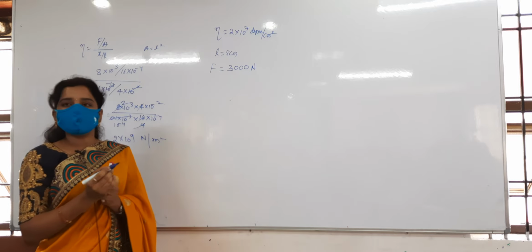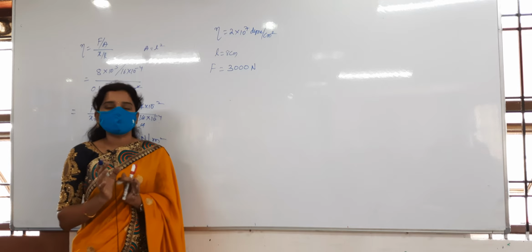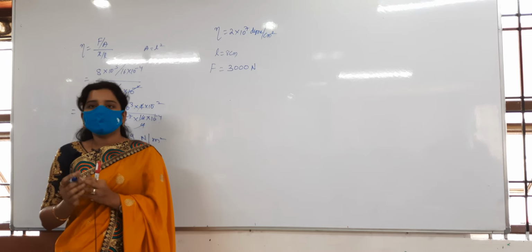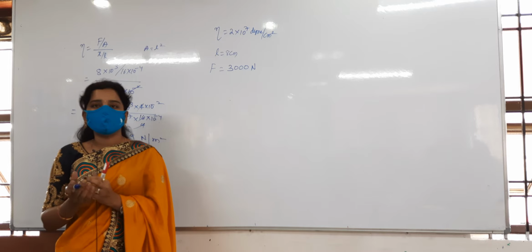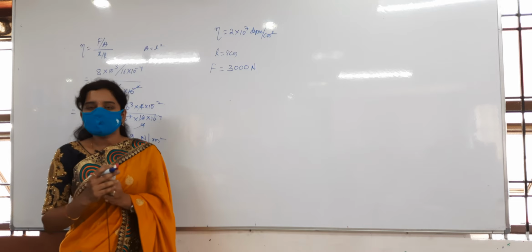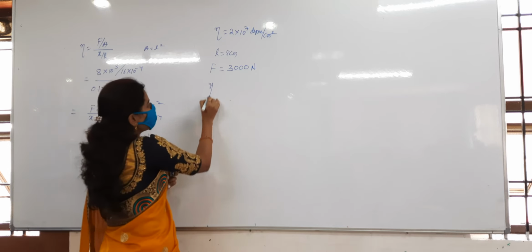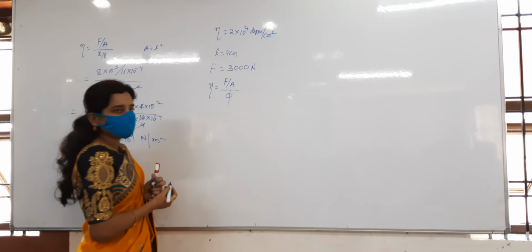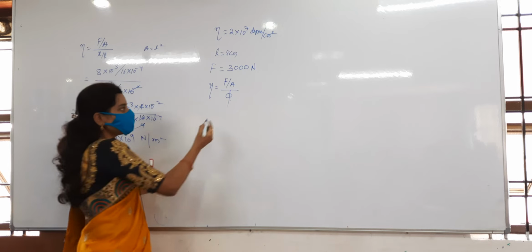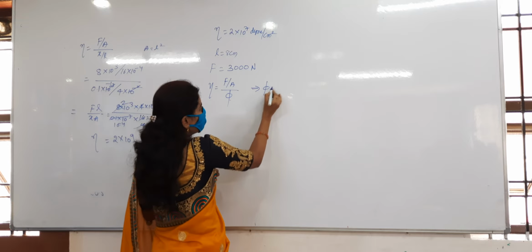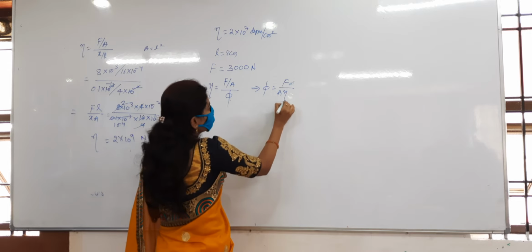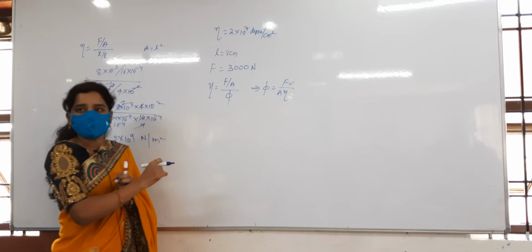What is the shear strain? Nothing but theta, x by L. So phi is equal to x by L, we have to find out. Do we know the x value? Don't know. Directly phi only we will find out. So what I can write here: rigidity modulus is equal to F by A divided by phi. This is our formula. So you have to find out the phi value, phi is equal to F by A into eta. Correct?